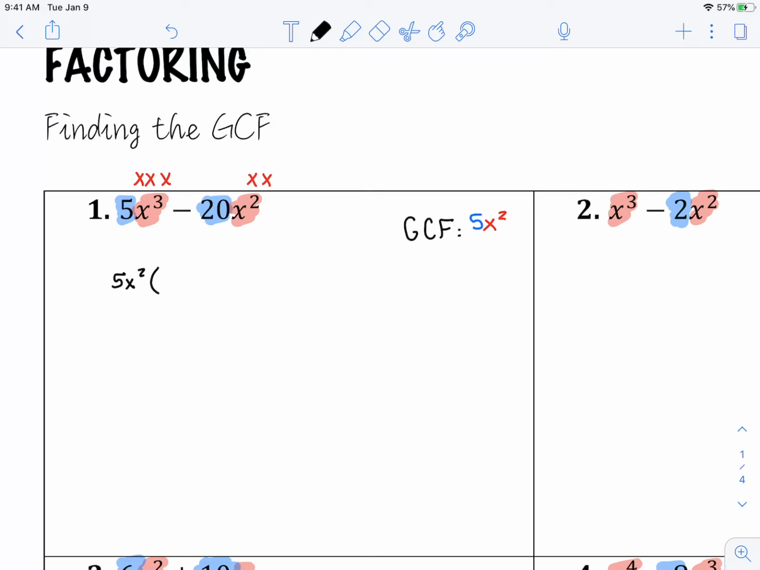So then when I go to take them out and factor it out, if I do 5 divided by 5, that's just 1. If I take away 2 x's, I'm left with just 1. And then if I do 20 divided by 5, that's 4. And if I take away 2 x's, I'm done. And that can just be written as 5x squared times x minus 4. Those are the same thing.